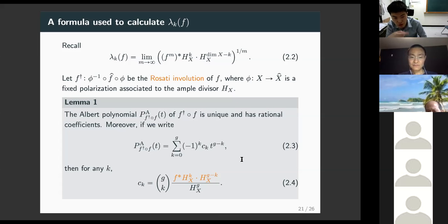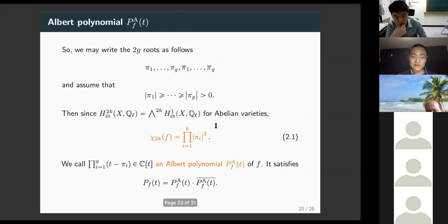Sorry for the interruption. What do you mean by unique? Yeah, this is a good question. We define the characteristic polynomial in this way, t minus pi i, but you can switch pi i with pi i bar, right? The roles of pi i and pi i bar are not canonical. So you can choose pi 1 and pi 2, or you can also choose pi 1 and pi 2 bar.